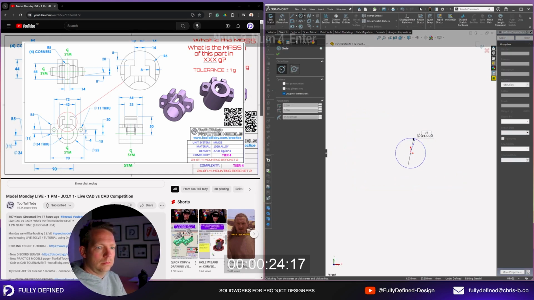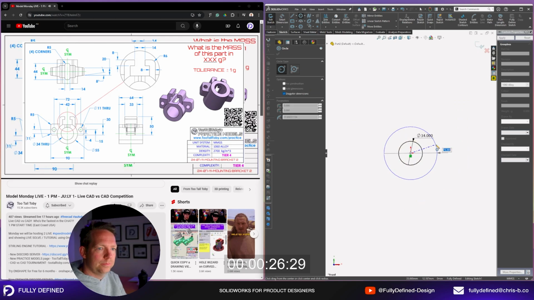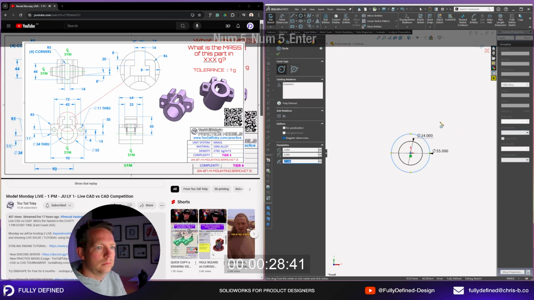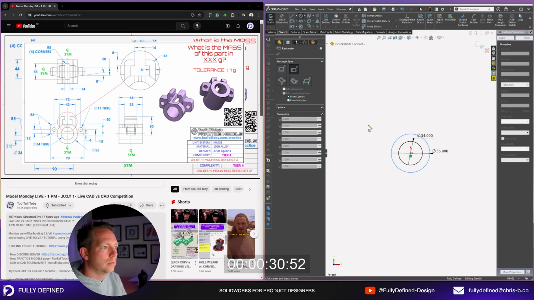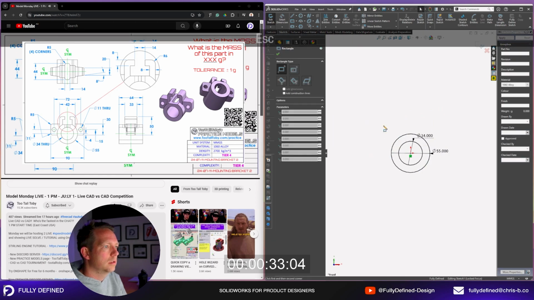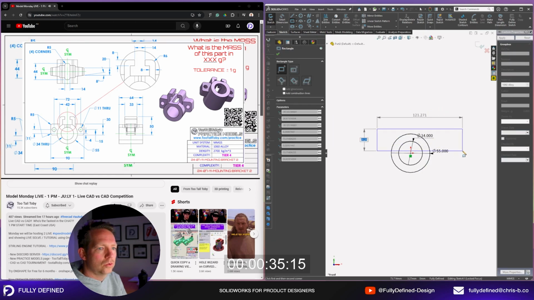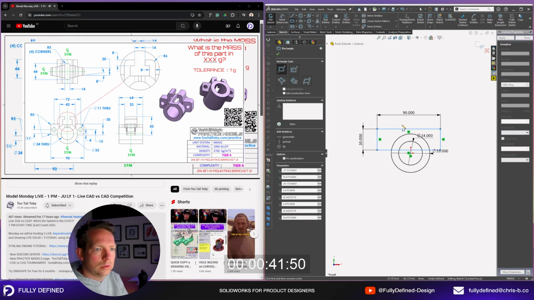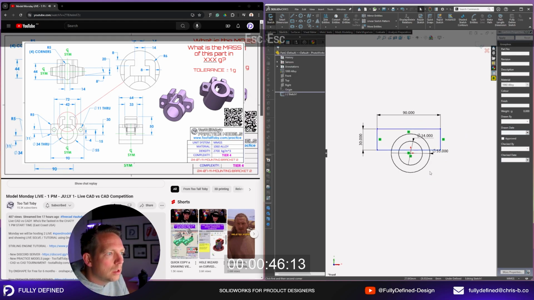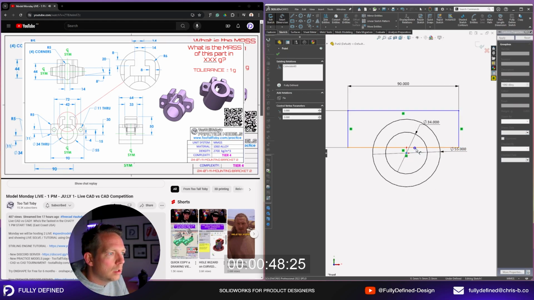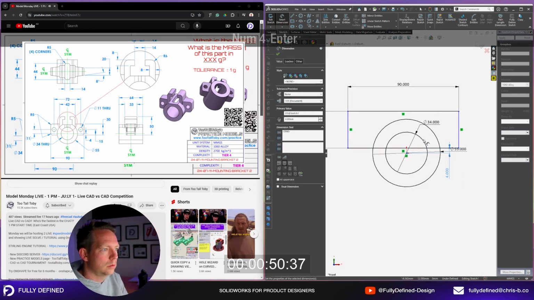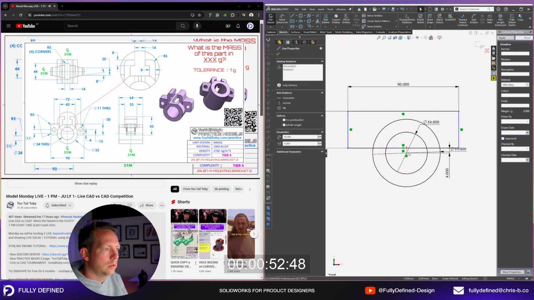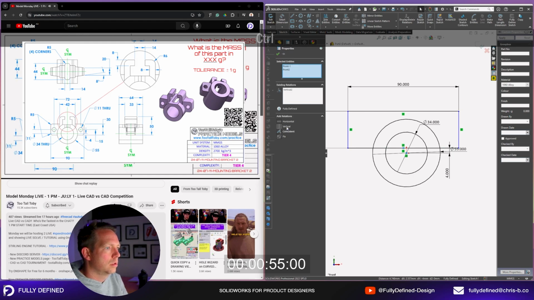This is one that comes from the old days. One of the older models. A couple of little changes to the model. We never have our models exactly the same. We always try to put a few little changes on them so that people can't just instant answer with the old answer. Even if you have the old model, this one is updated. Do it right. Do it right for the Model Monday Live crew. So this model, you can see here, what is the mass of this part in XXX grams?